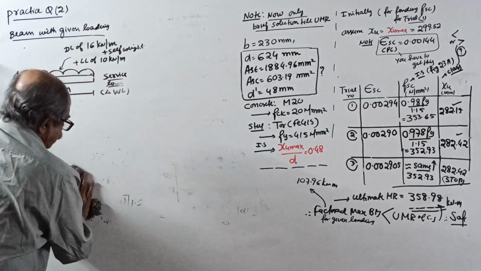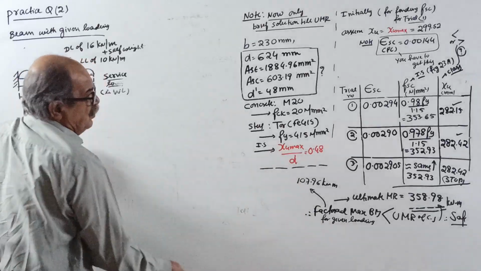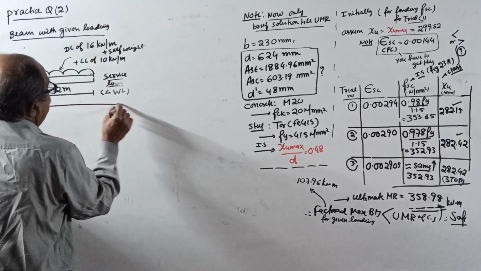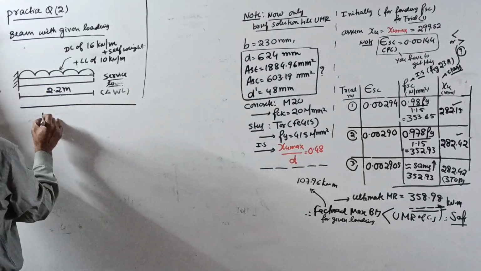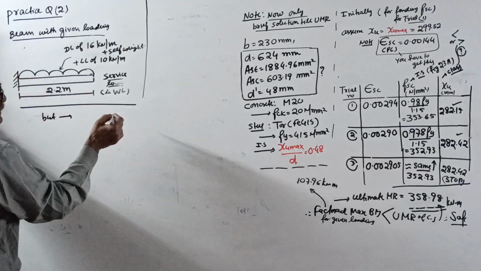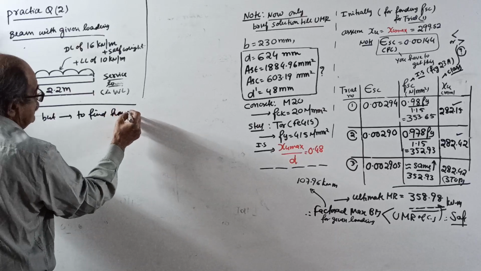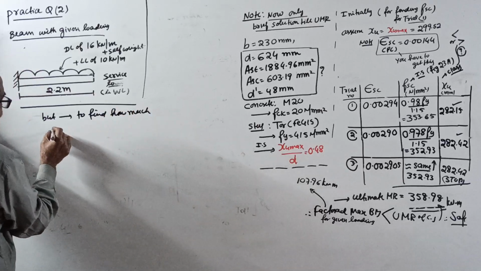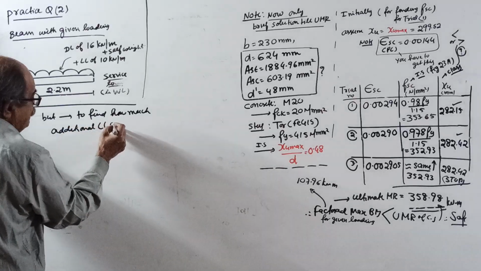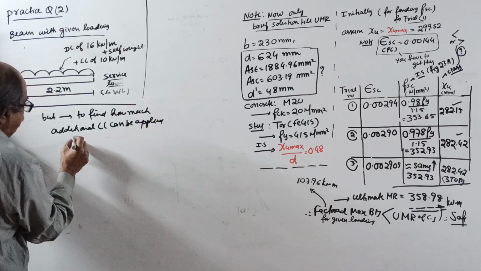Now see, you make a note here. If they want only to check the safety, what do you do? Just write the comment, safe or unsafe, and stop there. Right here. But the second part, what did they tell? They asked us, in the second part, to find how much additional live load can be applied if safe.